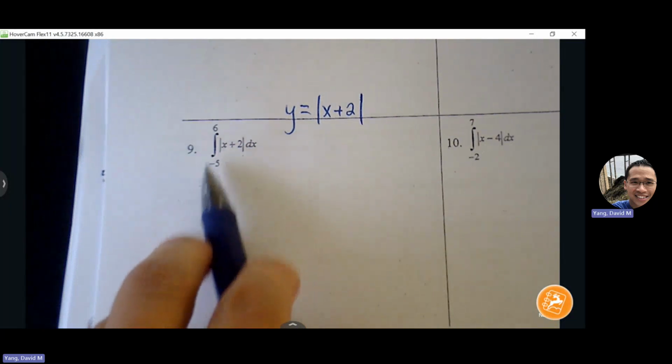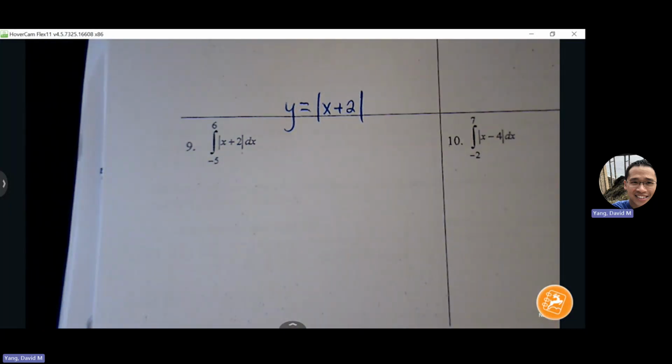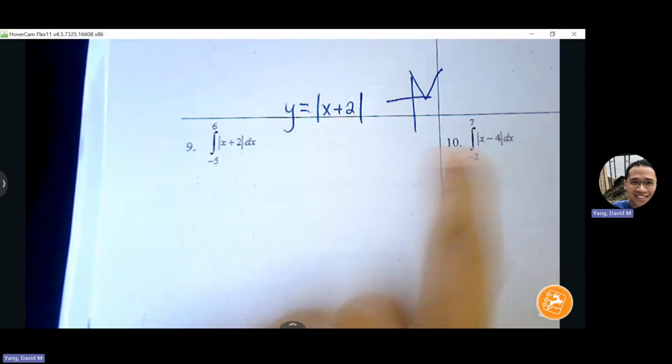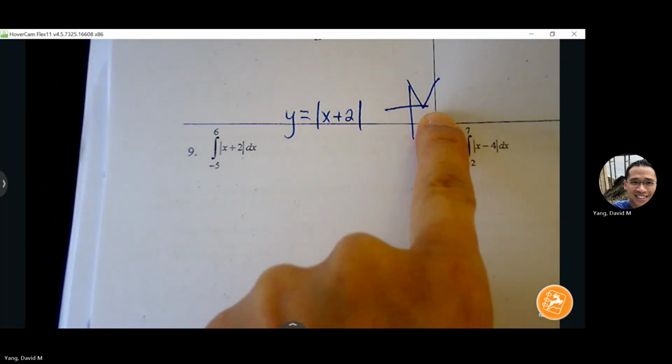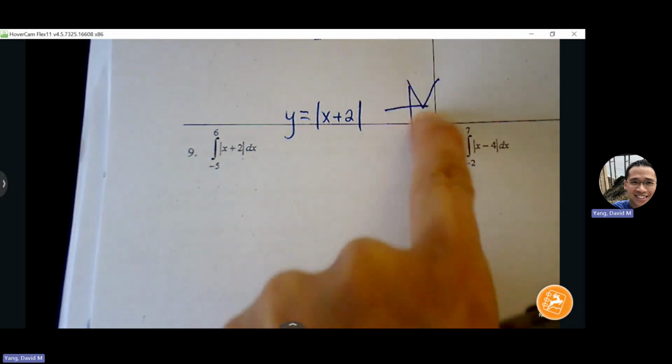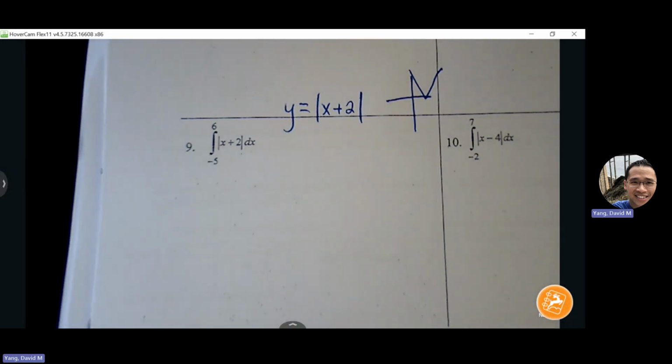Basically, we're just trying to figure out what is the area under this graph, right? And we know that an absolute value function graph looks like this, right? It's a V-shaped graph. And we just want to figure out the shape of that area underneath, between the x-axis and the absolute value function.